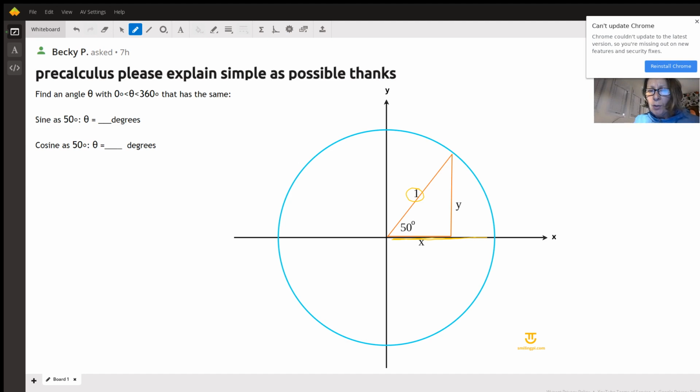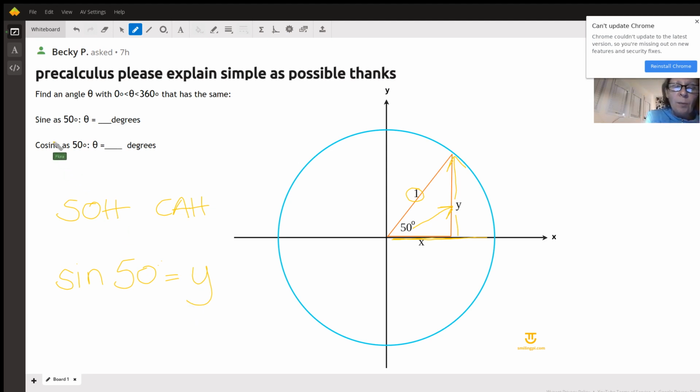And if we were to do the sine of 50 degrees, and maybe I should drop down here, SOH CAH TOA, only the sine and the cosine. So the sine of 50 degrees is going to be the opposite over hypotenuse. The opposite is our y-coordinate, the height of our triangle, and the hypotenuse is just going to be our unit circle, so 1. So that's going to be our y-coordinate.